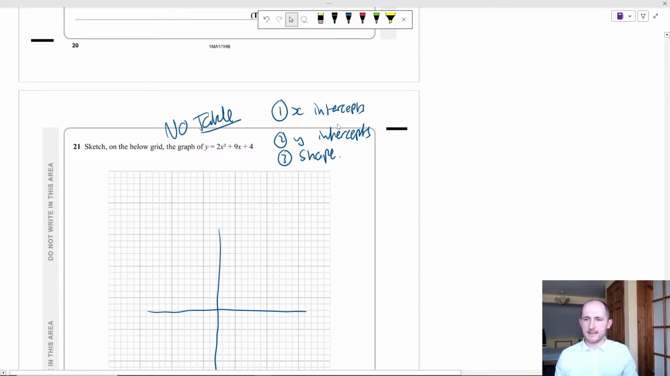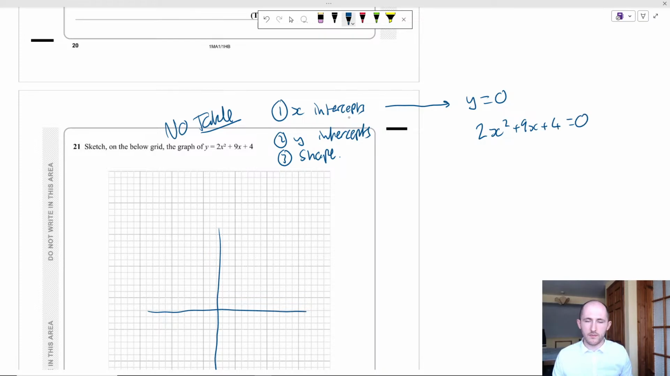So, let's start with the x-intercept. How do you find the x-intercept? Well, the x-intercept is when y equals 0. So all you do is you do 2x squared plus 9x plus 4 equals 0. And then you're trying to solve that.